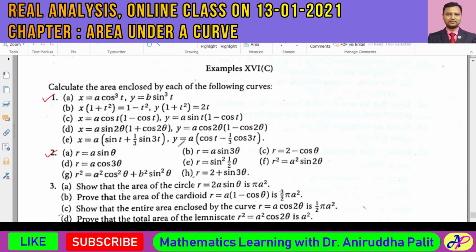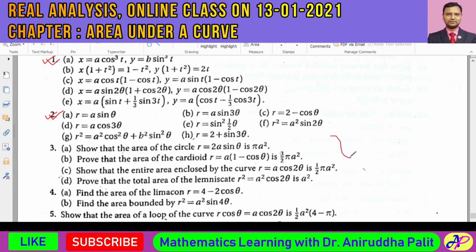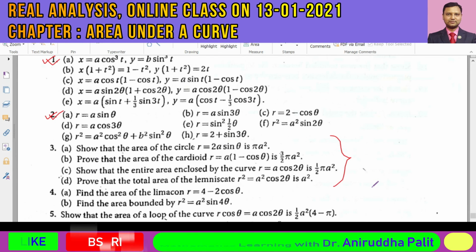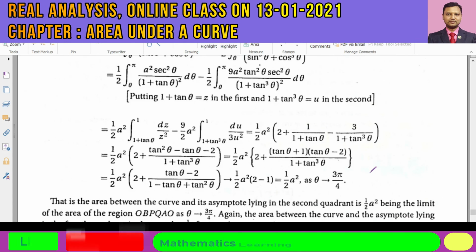In this portion as an exercise, you can go through the questions of question number 1 and question number 2. You can also go through the questions of question number 3, but most of these questions have been solved in the previous solved examples.